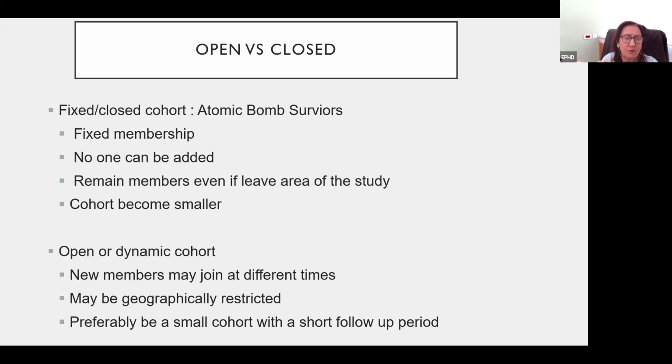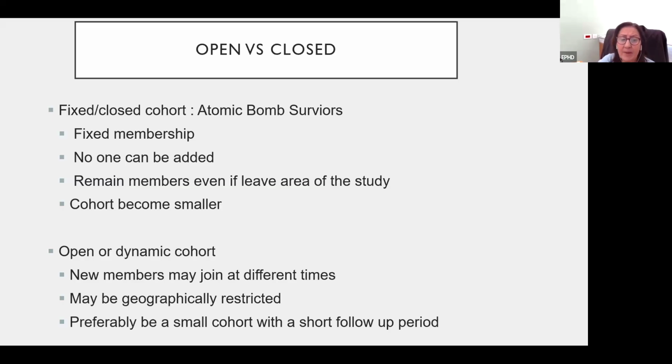But this is really a fixed cohort, so no one was added. And usually people are very stable. They remain in the same place, and usually the cohort becomes smaller in time, right? Because you don't replenish the cohort. A particular one is the atomic bomb survivors cohort, and CC75, the Cambridge cohort for older adults, who are 75 and older.